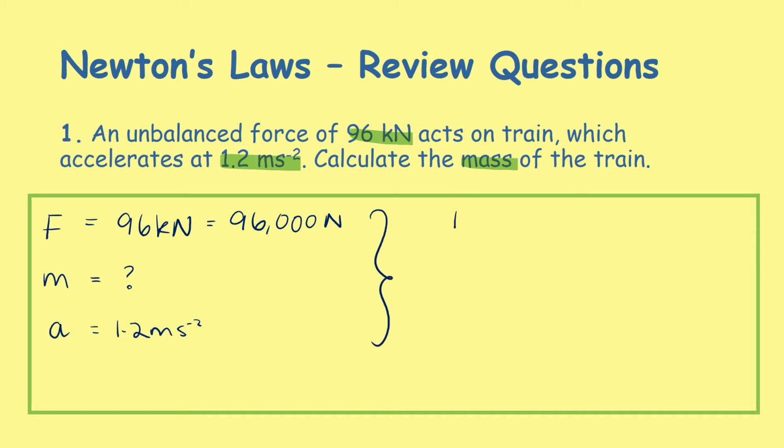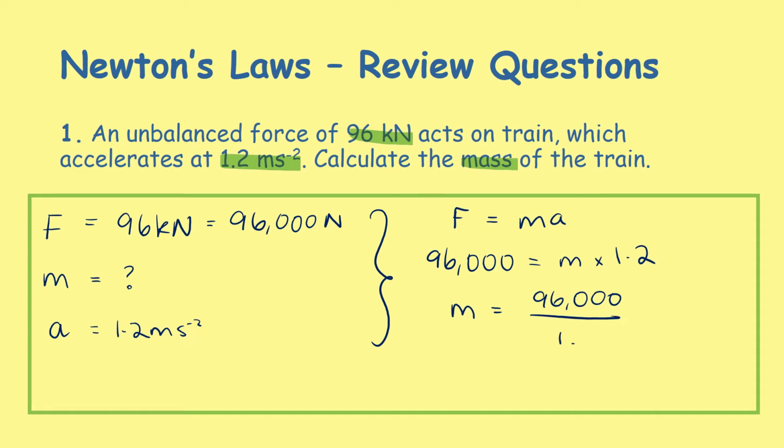Now we can use our equation. F equals ma. So 96,000 is equal to m times 1.2. So rearranging this, we get our mass equaling 96,000 divided by 1.2. And so 96,000 divided by 1.2 is equal to 80,000. And because that's mass, it's measured in kilograms.